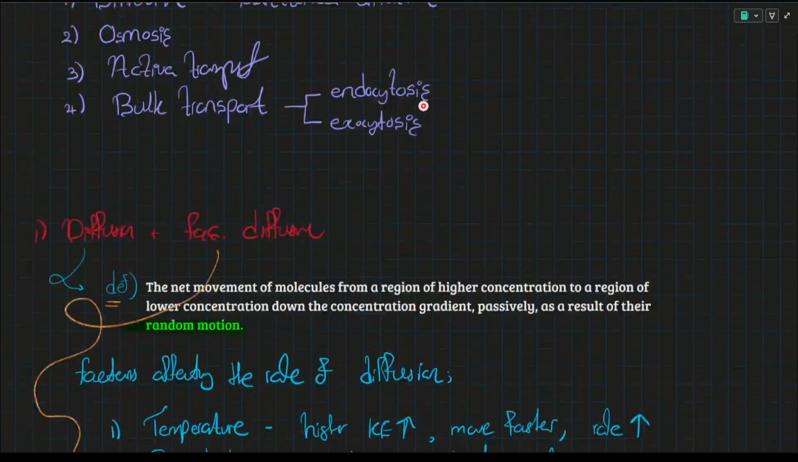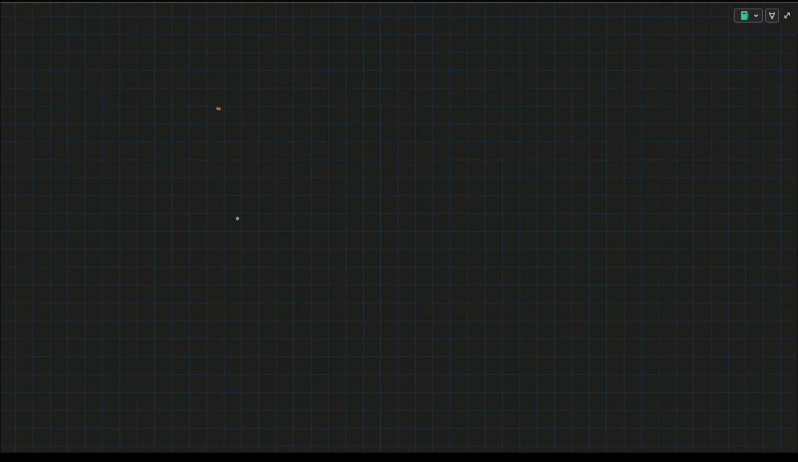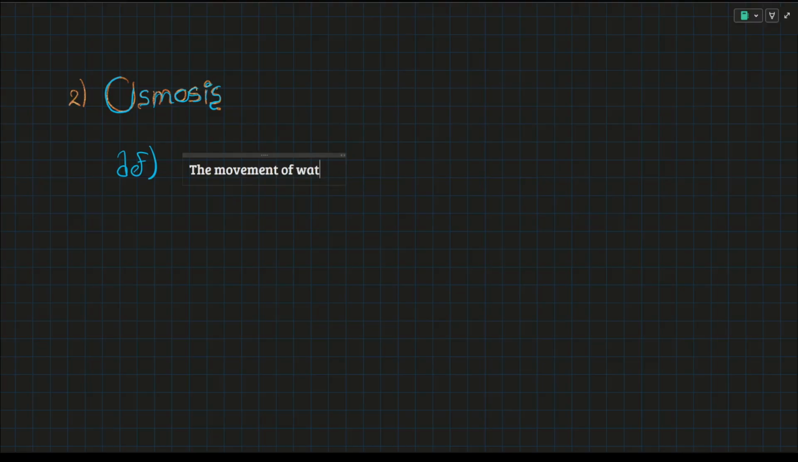Now, the second type of transport you have to be aware of is, again, something you've already known, but of course with improved insights. That's going to be osmosis. Let me double line that with another blue. Osmosis. Same deal, formal definition. How would you define osmosis? Osmosis is the movement of water molecules.